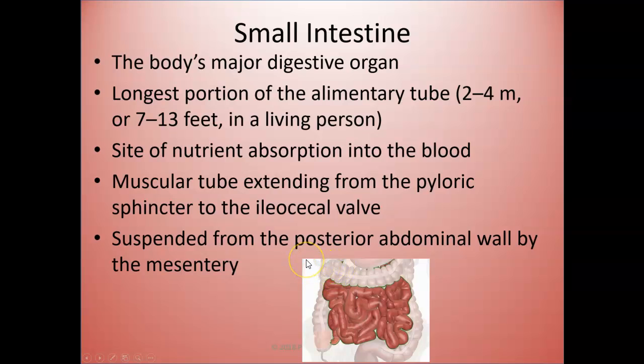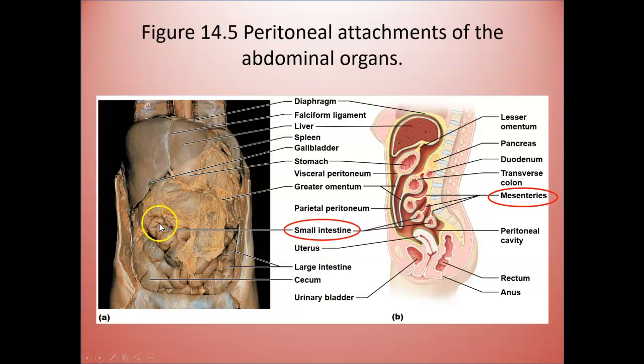It's suspended, held in place from the posterior abdominal wall by things called mesentery. So we go to this next image here. So you can see small intestine kind of there. So this is another view looking through the small intestine here. You can see the mesenteries holding the small intestine in place there.